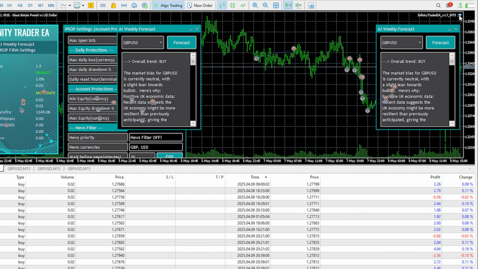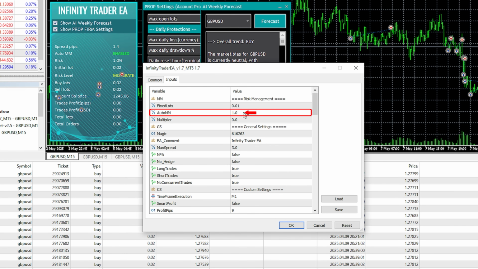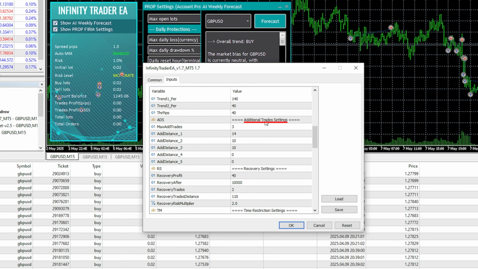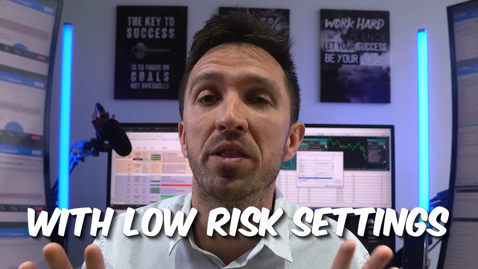If I show you the expert properties, you will see that the auto money management is set to 1%, and I will just scroll lower if you are interested to see the additional trade settings I imported. Max up trades is set to 3, recovery settings, recovery profit of 40, recovery trades 2, and the recovery risk multiplier is set to 2. And this expert advisor can make a lot more money if you risk more. However, it's a $1,000 live account and I prefer to stay with low risk settings.